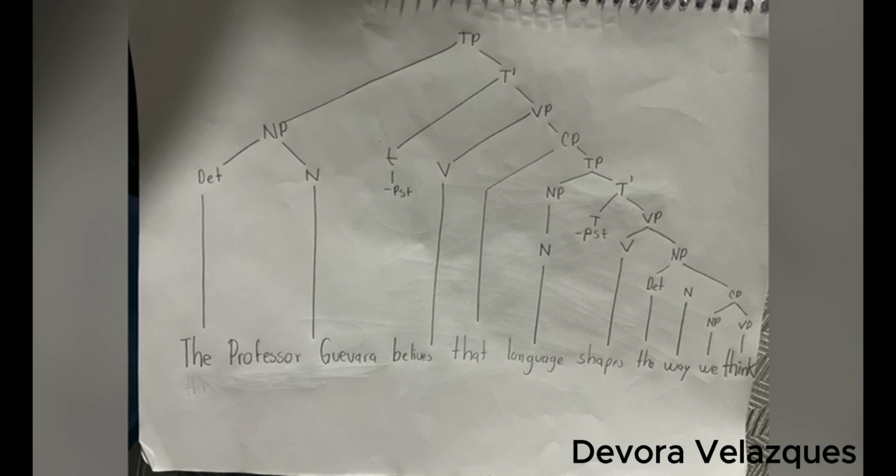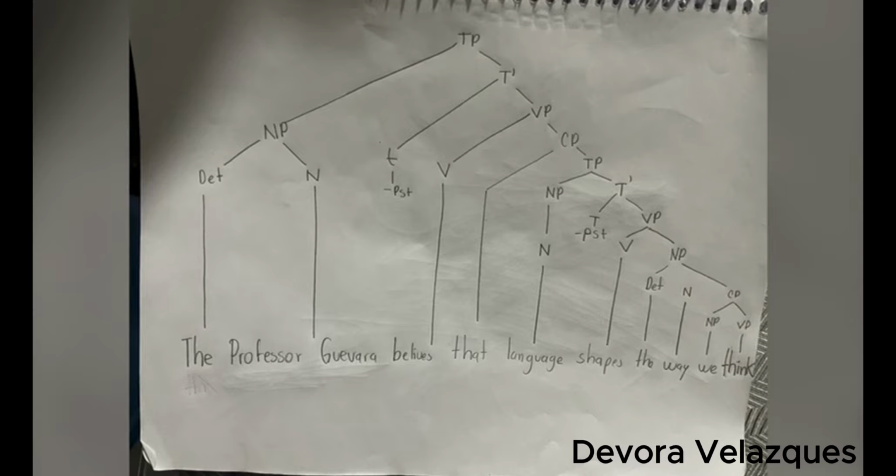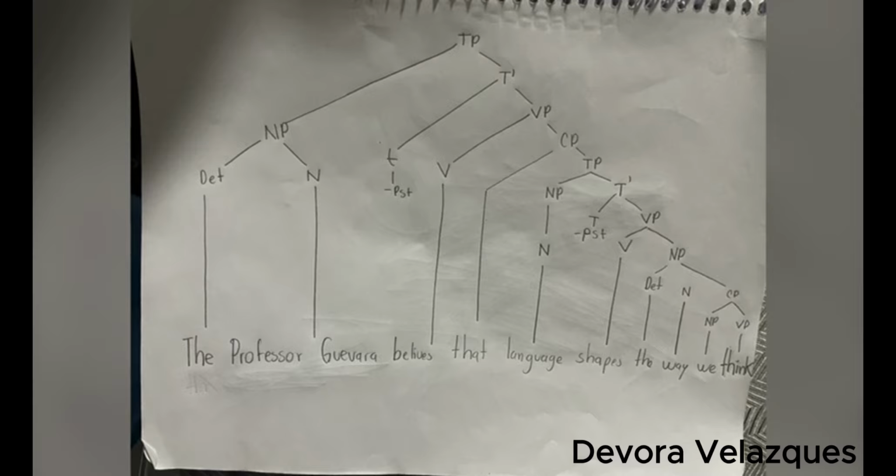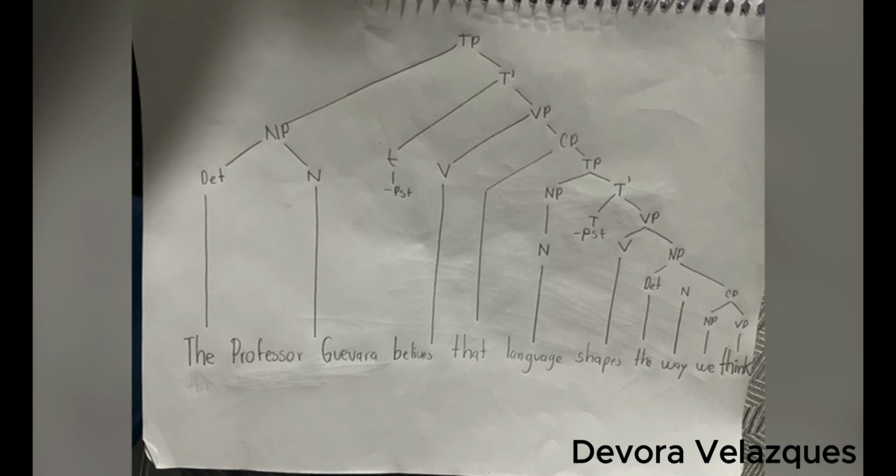The noun phrase is divided into a determiner, which is the, and also a noun, which is Professor Guevara. The verb phrase is divided into a verb, which is believe. The complement clause is divided into a clause, which is that, which joins two parts of the sentence. Now we have a tense phrase again, because this is another part of the sentence.